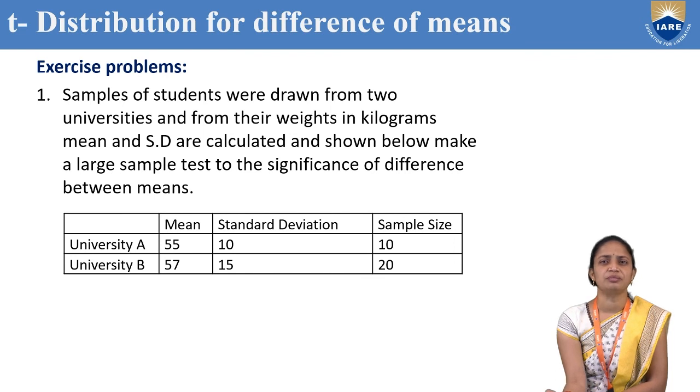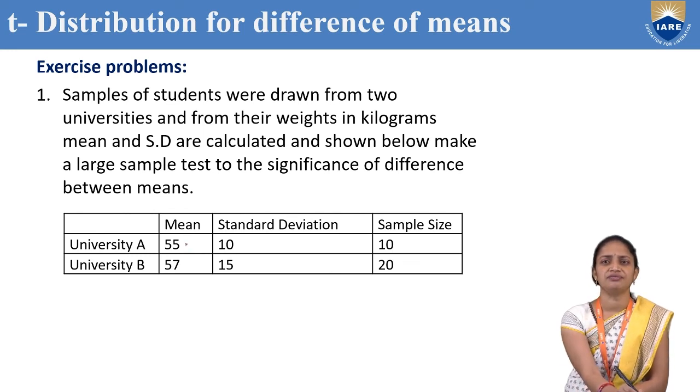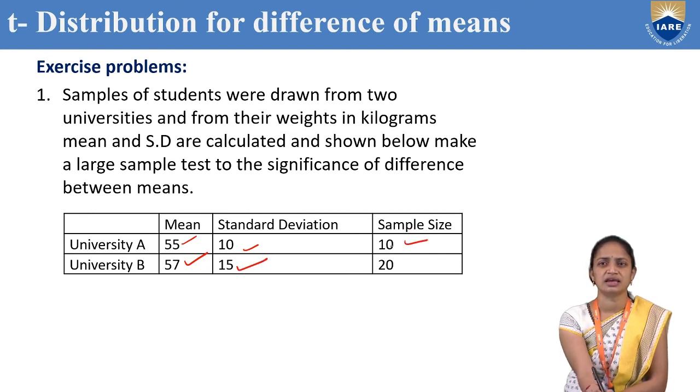So this is our exercise problem based on T distribution for difference of means. Samples of students were drawn from 2 universities and from their weights in kilograms, mean and standard deviations are calculated and shown below. Make a large sample test to test the significance difference between the means. In University A the mean is 55 and in University B the mean is 57. The standard deviation in University A is 10 and in University B is 15. In University A the sample size is 10 and in University B the sample size is 20.